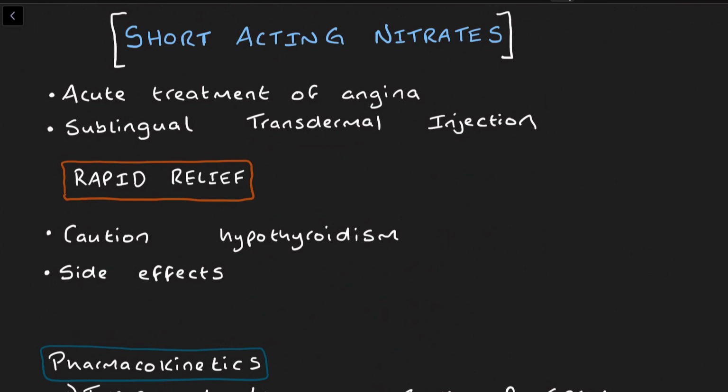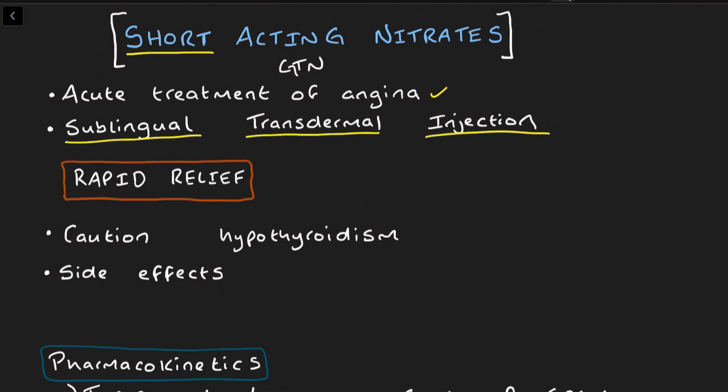So we'll talk about short-acting nitrates. An example of this is glyceryl trinitrate. This is commonly used for the acute treatment of angina. It's available in different formulations. So you've got the sublingual, transdermal and injection form.